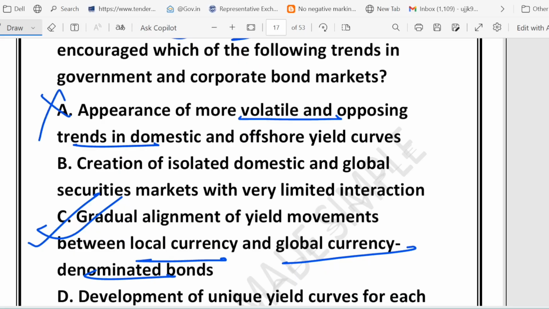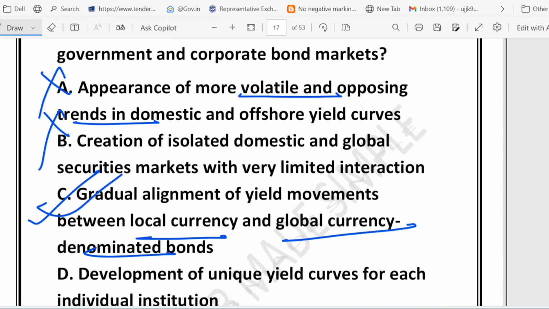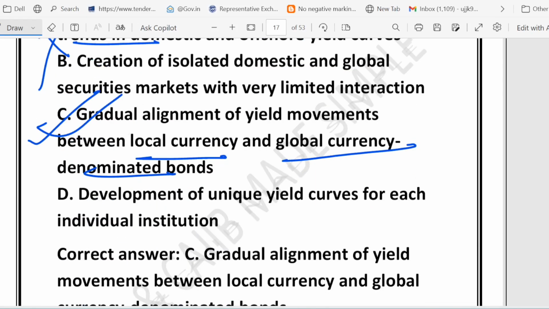What about option number B? It says creation of isolated domestic and global securities market. See, this is the opposite of what happened. I told you, liberalization breaks barrier rather than creating isolation, encouraging cross-border flow. So option number B is wrong. What about D? D says development of unique yield curve. Yes, that is exactly incorrect.